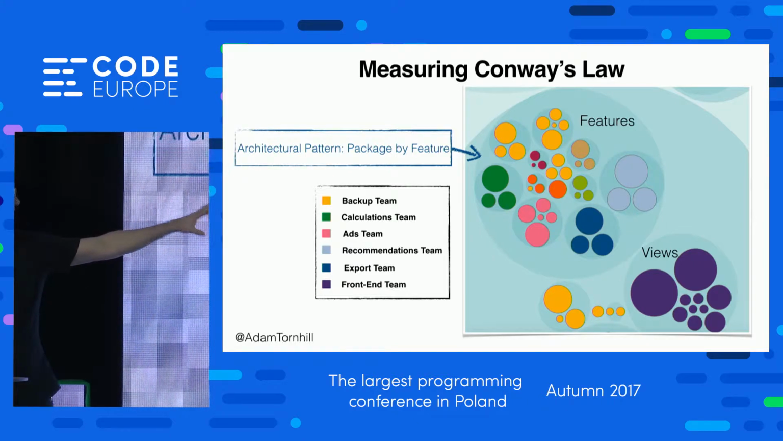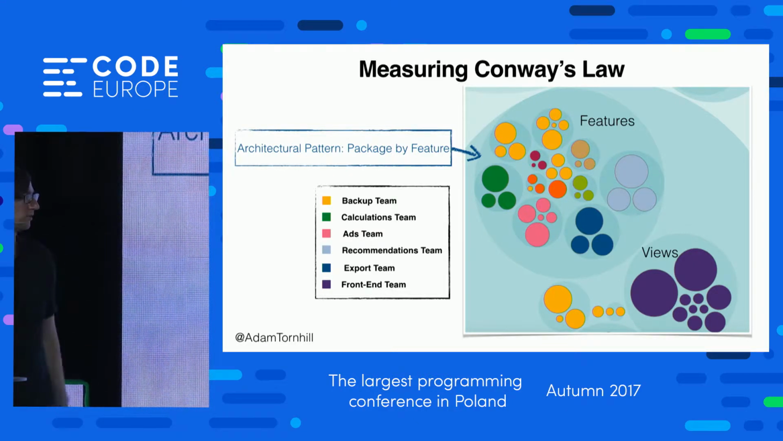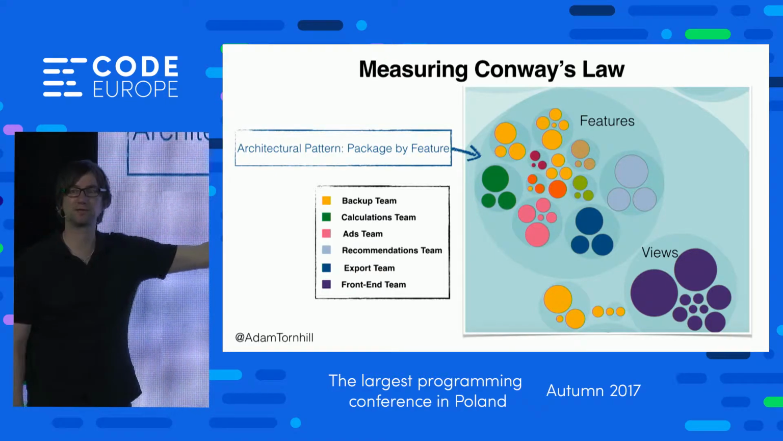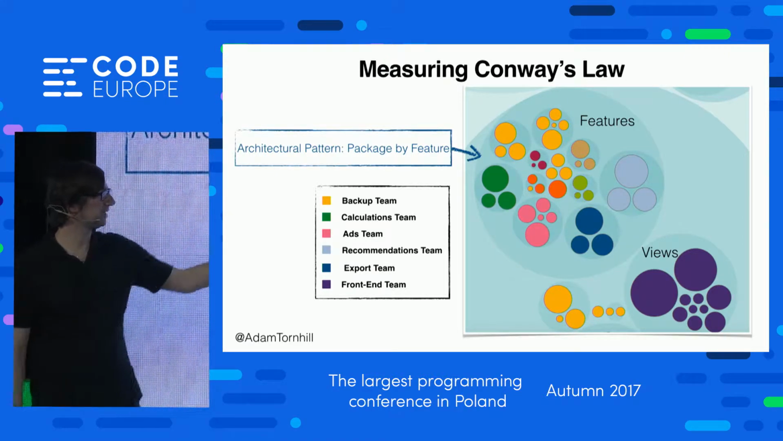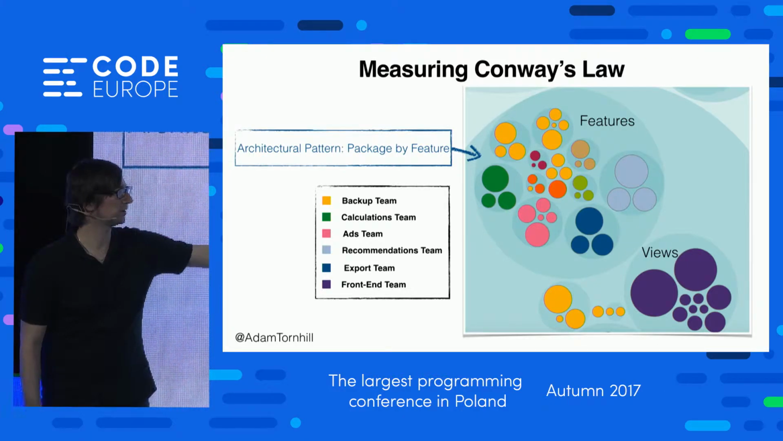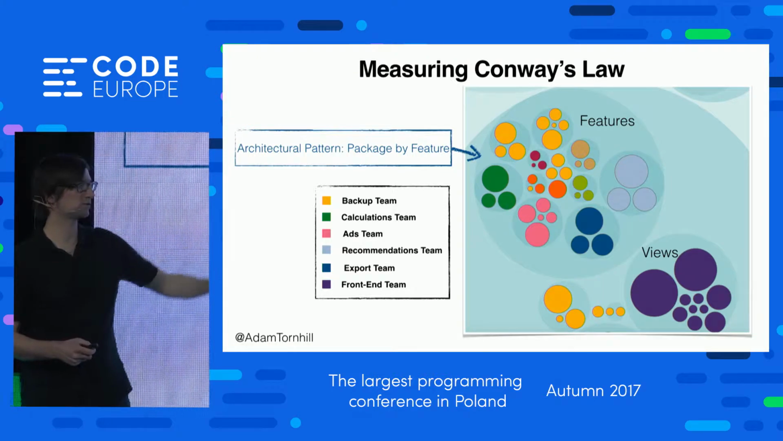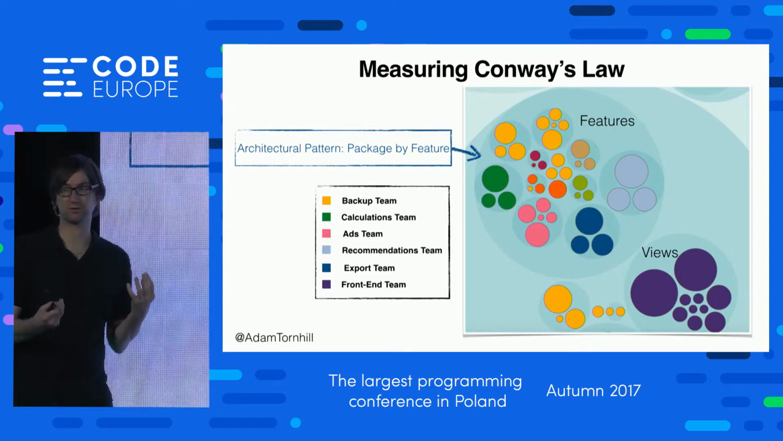So this is a different kind of visualization, right? It's the same style, but now each color signals the work of a single team. So the team that worked the most in each part of the code gets the color of that piece of code. And this is an architecture built on a pattern called package by feature.